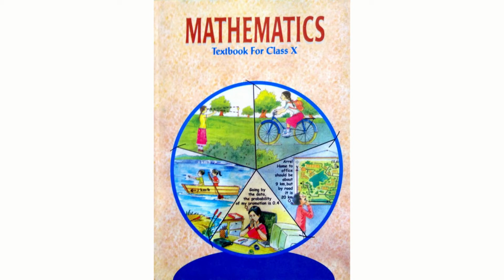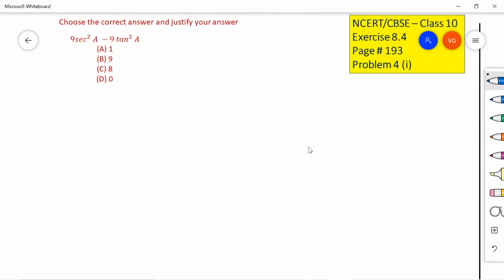I am going to solve CBSE NCERT textbook for class 10 with a detailed explanation for all the chapters. This is the fourth problem from exercise 8.4. It has four subsections and the first problem is like this. 9 secant square A minus 9 tan square A is how much? And we have to choose the correct answer for this and justify your answer. So not only selecting the option, we have to write down what is the reason for selecting that option, right?